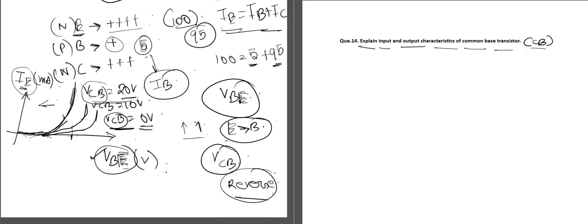Because VCB is the reverse bias voltage between the collector and the base terminal. So as the reverse bias voltage is increased, the depletion region between the collector and base will increase, but the depletion region between the base and emitter will decrease. So the curves will drift to the left hand side. If we increase the value of VCB, the current will gradually increase. So this is for the input characteristics.